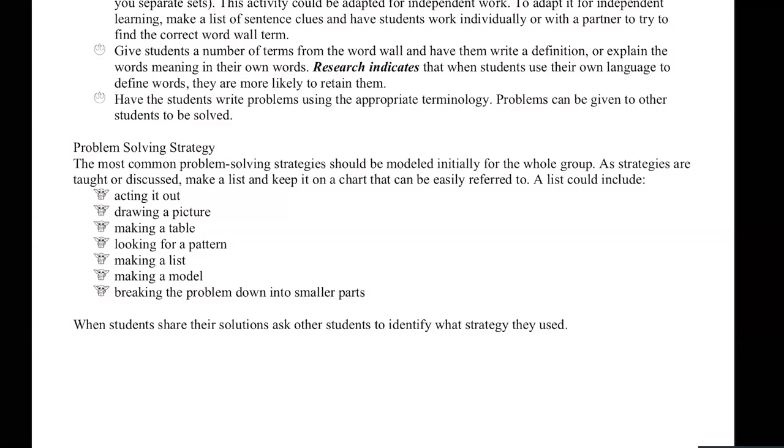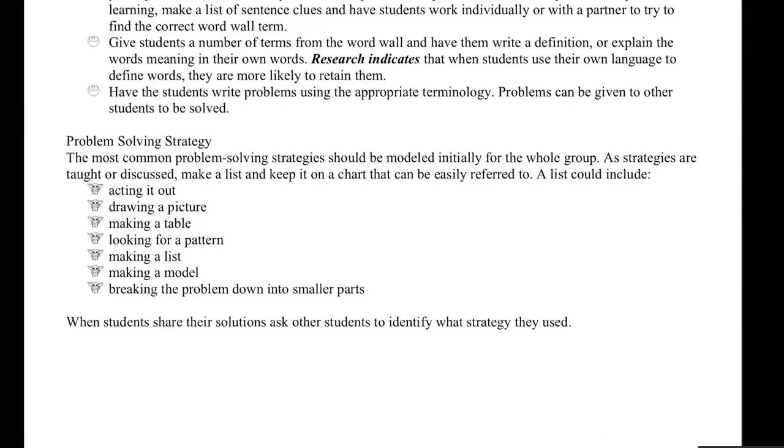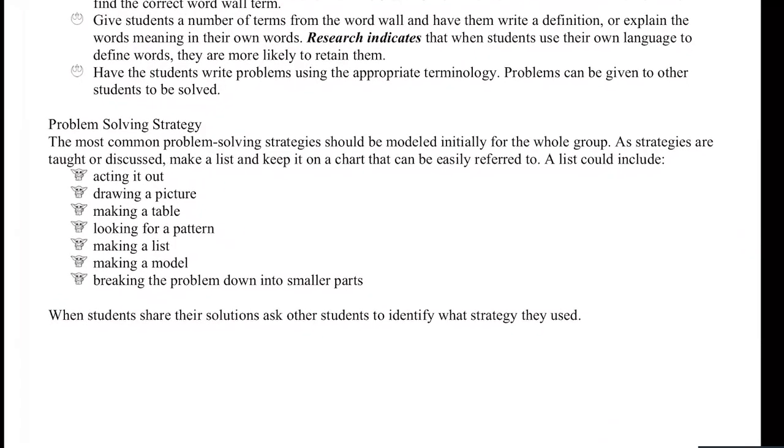Draw a picture, make a table, look for a pattern, make a list, make a model, like a physical model, not a mathematical model. Breaking down the problem into smaller parts, that's the most common one when you're doing it on paper, right? But the key ingredient is like the figure skating strategy, right? So identify what strategy they used, the figure skating approach.